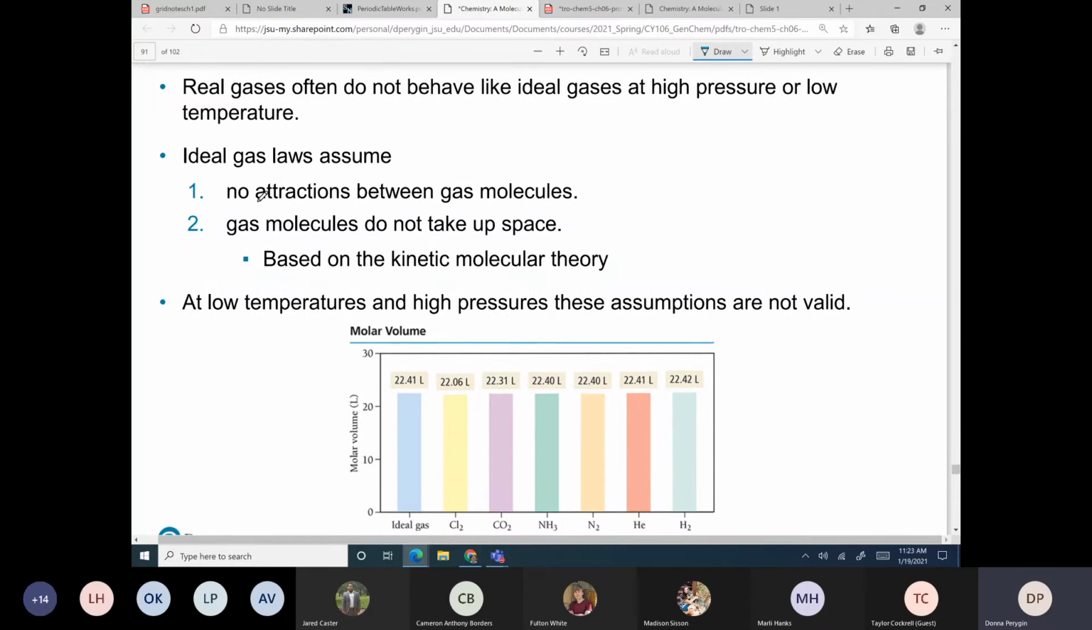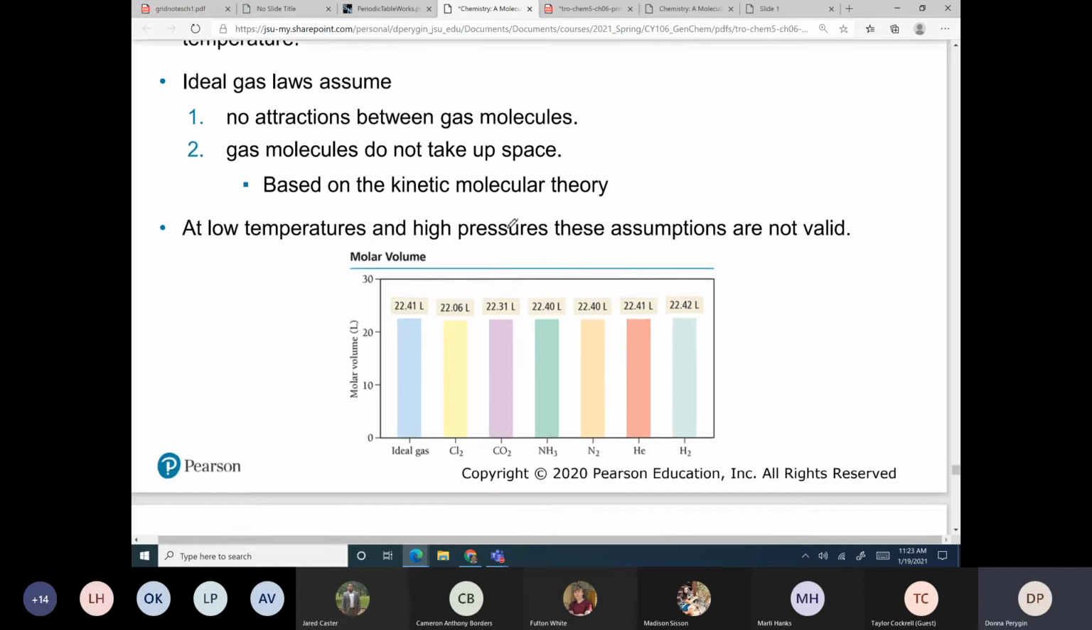So remember we made these assumptions that there are no attractions between the gas molecules, and that the gas molecules essentially don't take up any space because there's so much distance between them that the space they actually take up is negligible. Okay, so at very, very low temperatures and very, very high pressures, these assumptions are not valid. So remember, molar volume for an ideal gas is 22.4 liters per mole, right?